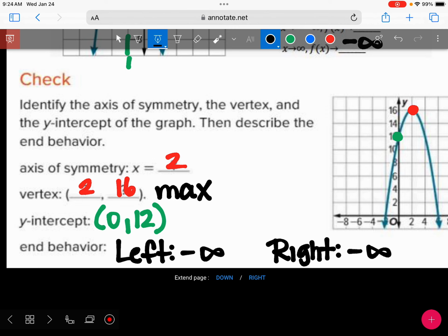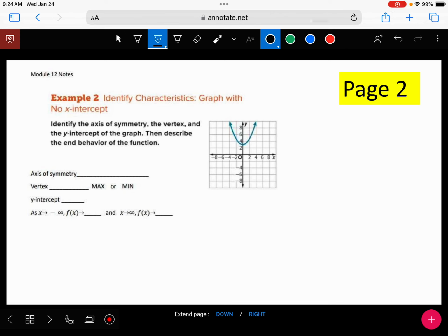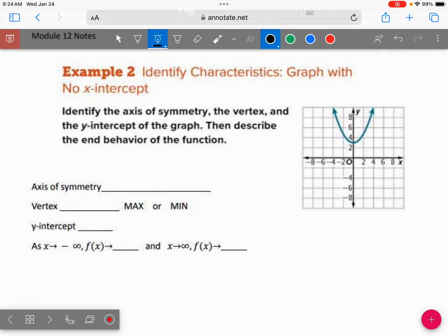Okay, we're almost finished for today. Any questions so far? All right. Let's look at example 2. I want you to take a minute and try to answer these questions on your own. That's our last example for today. So looking at this parabola, tell me where your axis of symmetry is, where the vertex is. Is it a maximum or a minimum? Where's your y-intercept and your end behavior? Just take a guess on what you would write.